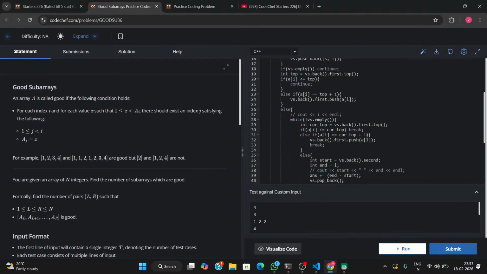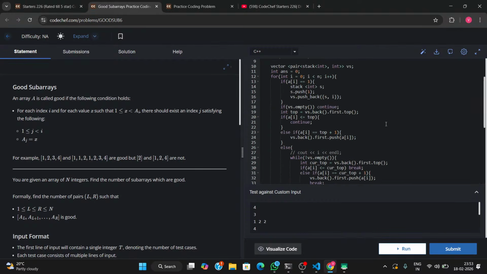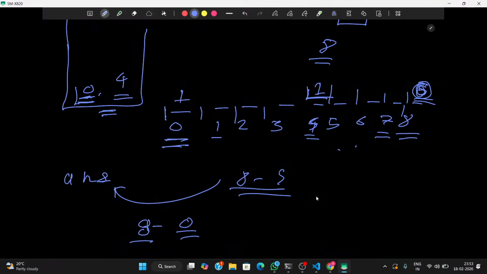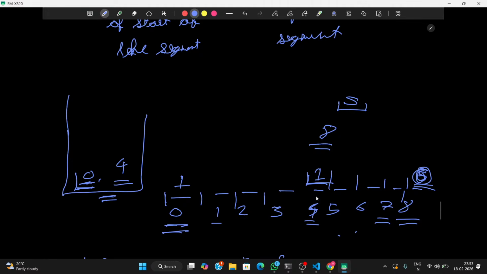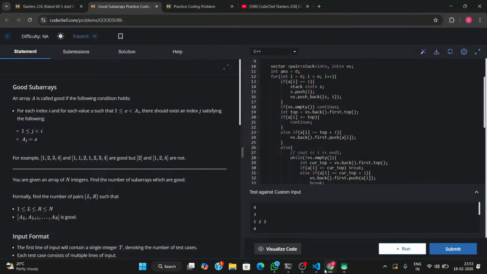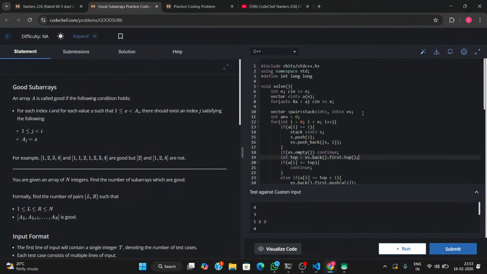Let's see the code also. The code is not very optimal. In the code, there are a few things. First of all, here we are storing a starting index and max only, right? This max is stored using a stack. So I guess you can actually just change it if you want.